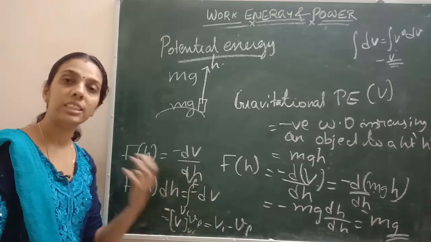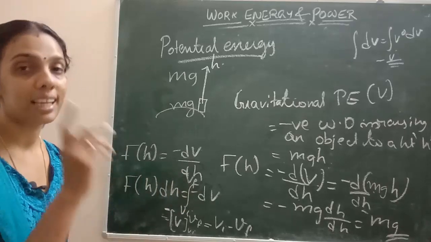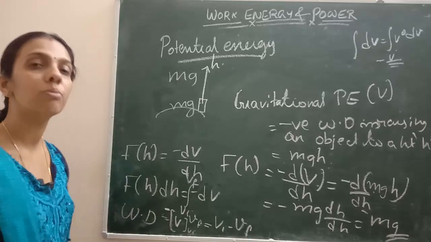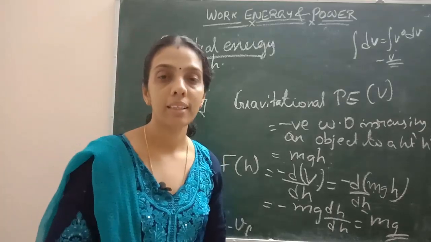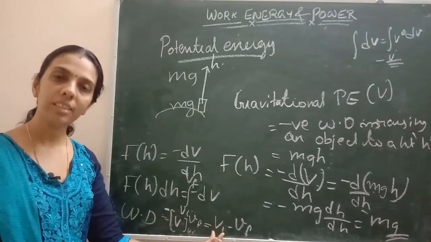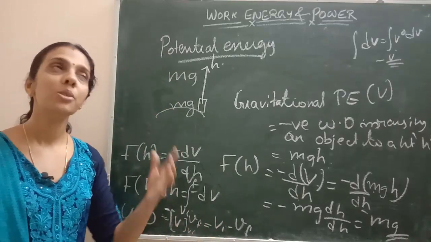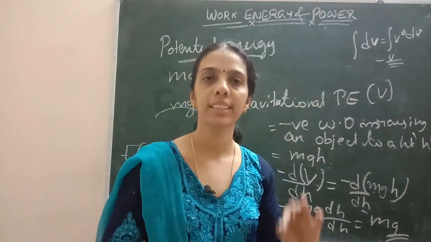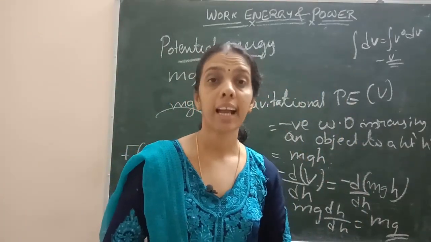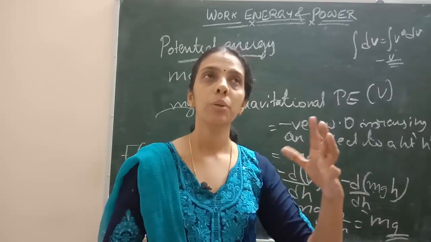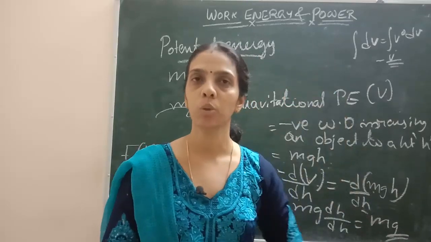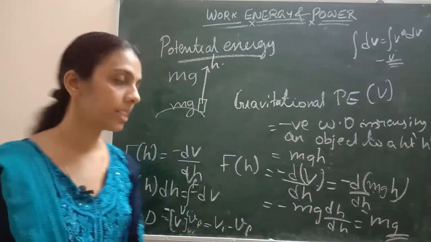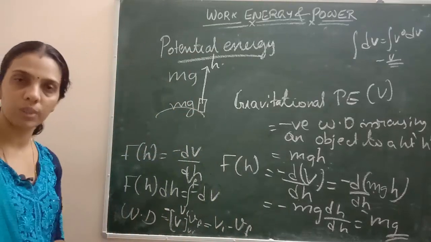So f of h dh, what is this f of h dh? That will be equal to the work done. So here also we are getting work done equal to minus this change in potential energy. Here, what we are identifying: integral xi to xf f of x dx is the change in kinetic energy, isn't it? So it is Kf minus Ki equals work done. Here Vi minus Vf equals work done.